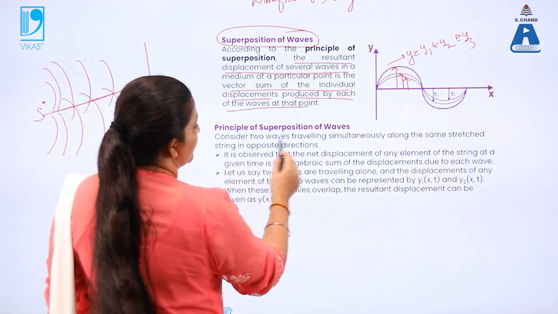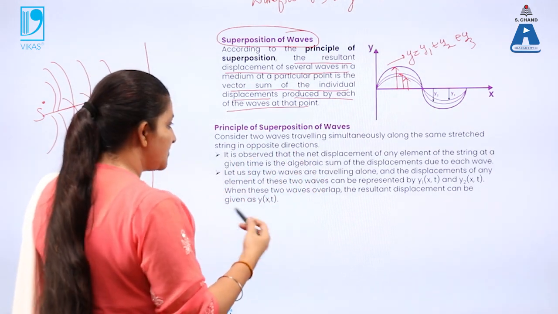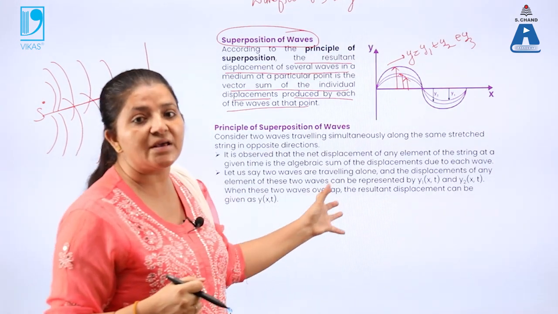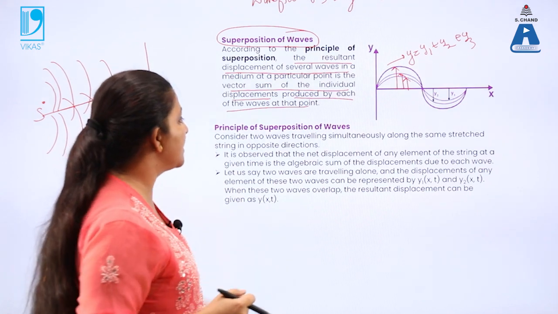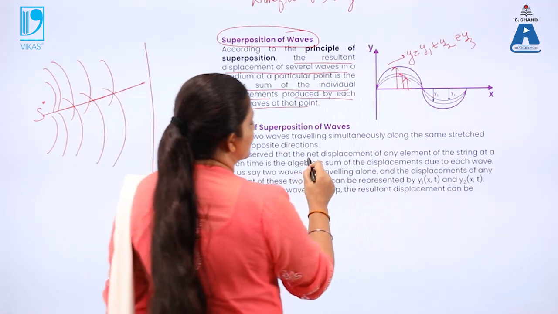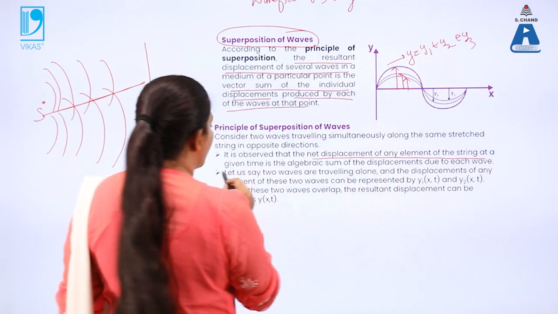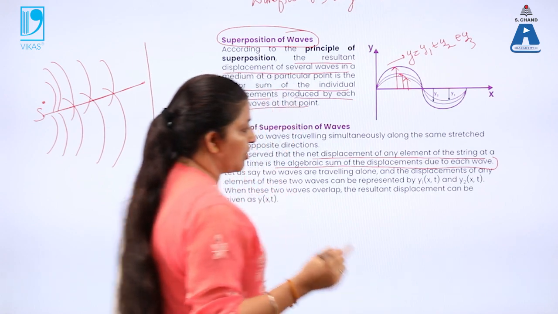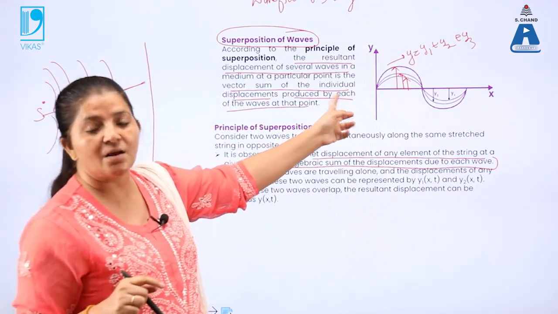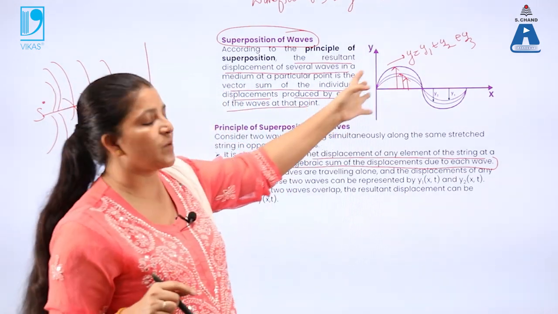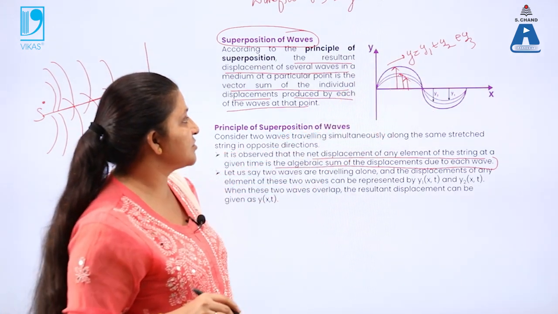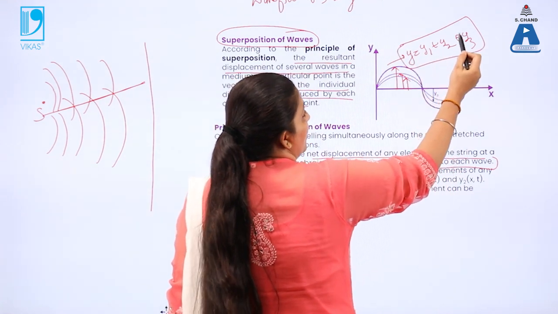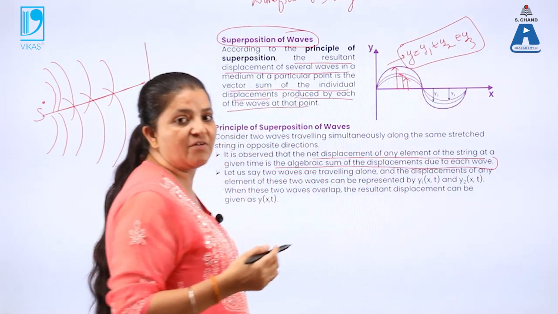Now the principle of superposition is considered like this. If we are considering waves which are traveling simultaneously in space, then the net displacement of the element at any point is equal to the algebraic sum of the displacements due to each wave. Algebraic sum means that as numbers are added, in a similar way the displacements of the waves can also be added, just like numbers. So this is the algebraic sum of the displacements given by each wave.